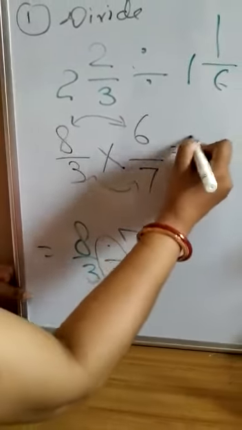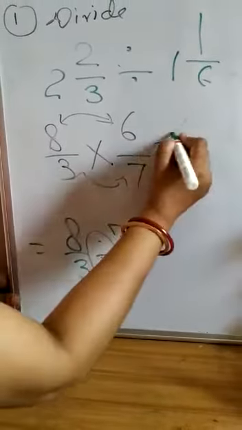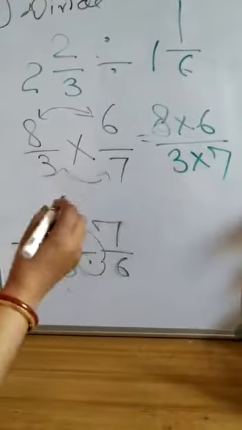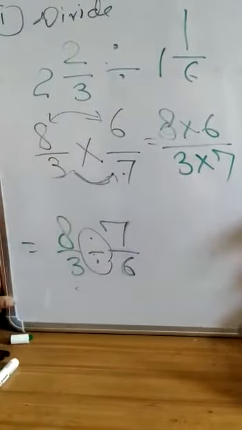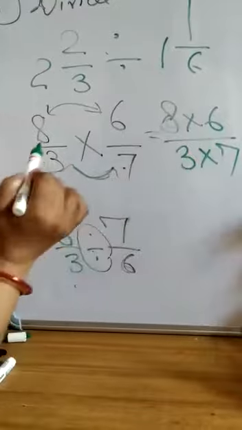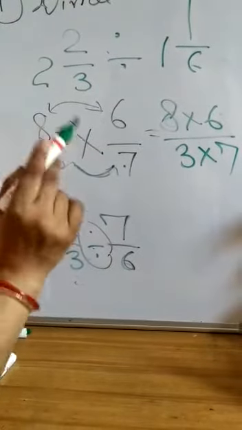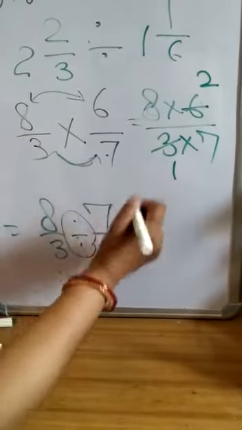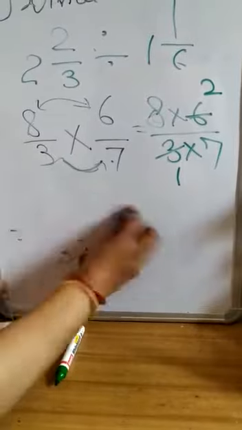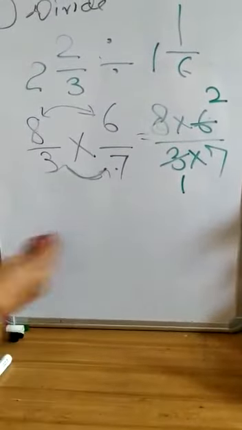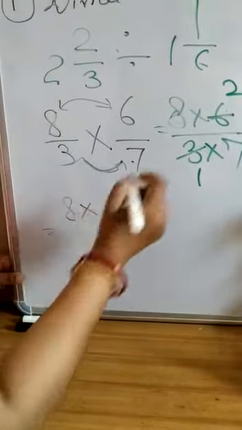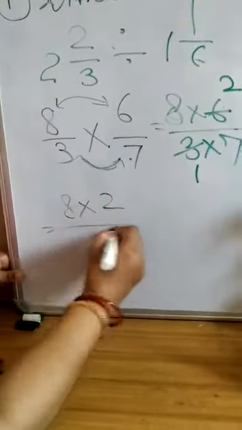So here 8 multiplied with 6 by 3 multiplied with 7. Correct? Now here all of you see, 6 and 3 have the common factor, what? 3. So let's divide 6 by 3, we get 2, and 3 divided by 3, we get 1. So here it is equal to 8 into 2 by 1 into 7, which equals 16 by 7.